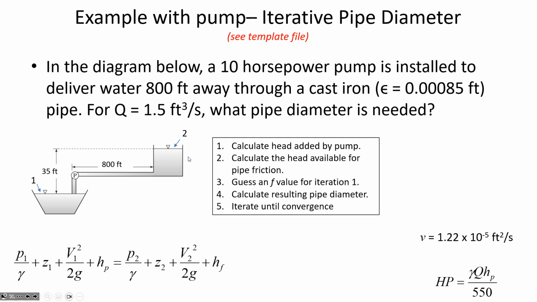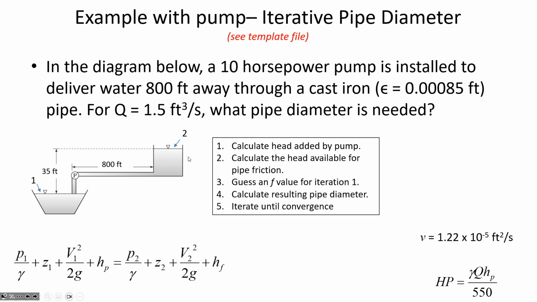So what we're calculating, h sub f, there is 23.76 feet of head available to drive the water through the pipe. The pump is adding 58.76 feet of head. 35 of it goes to the elevation change. So 23.76 is left over to overcome pipe friction.